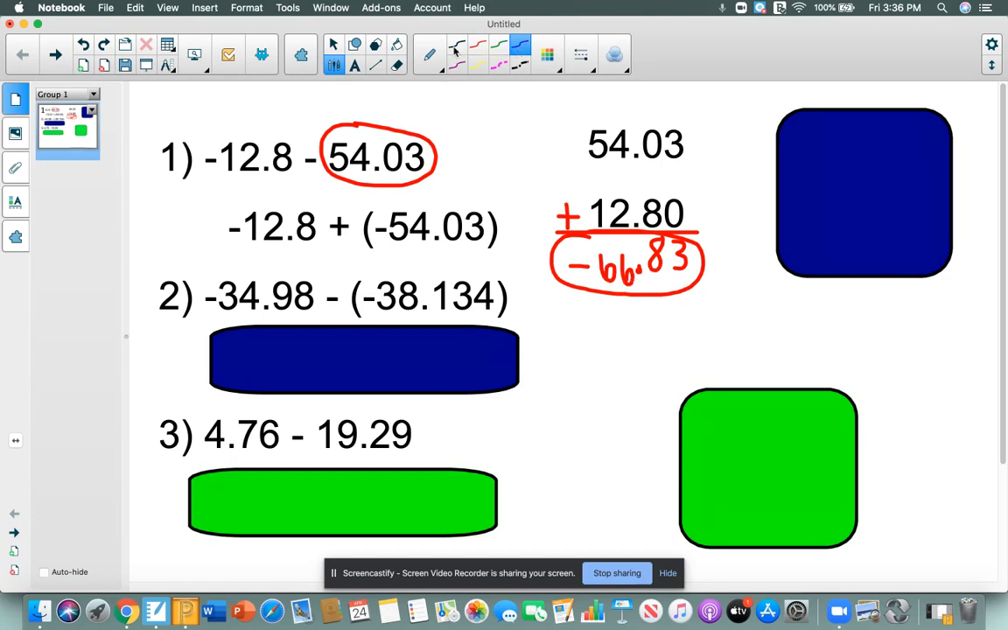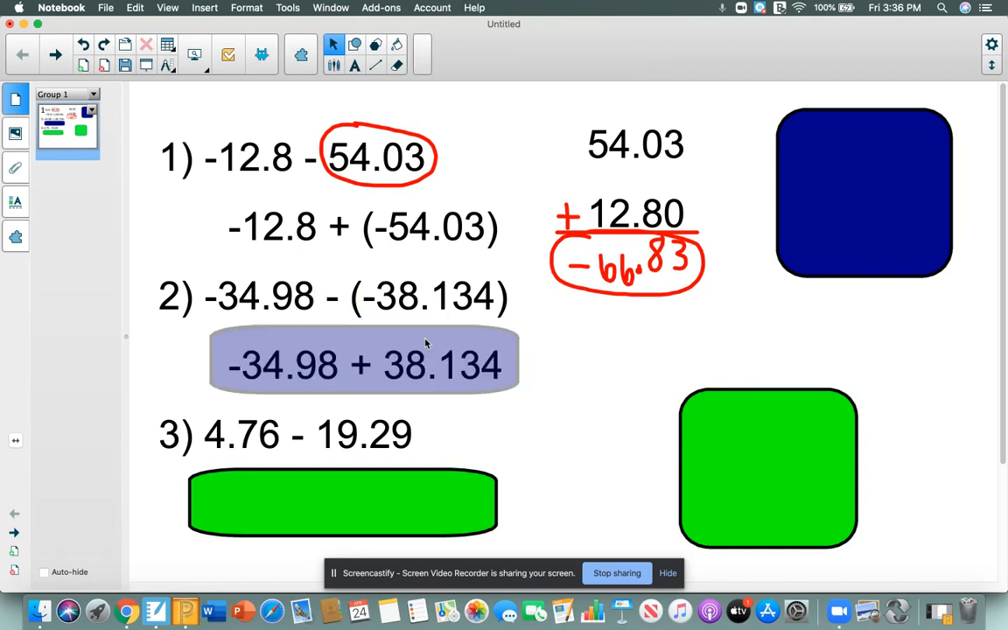For example, number 2, we're still going to do keep, change, change. If I do keep, change, change, I would have this, negative 34 and 98/100. We change subtraction to addition, take the opposite of the second number. It was negative, so it's going to be positive. Now in this example, I have 2 different signs, one positive, one negative. If you have 2 different signs, you just subtract, and whatever has a bigger absolute value tells you what the sign is.